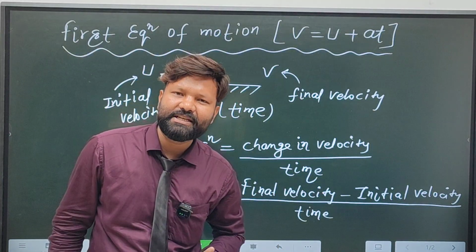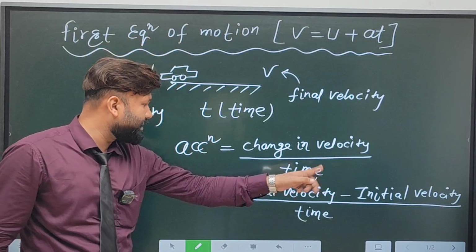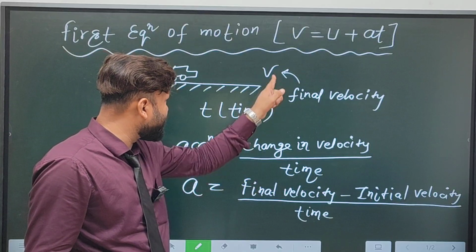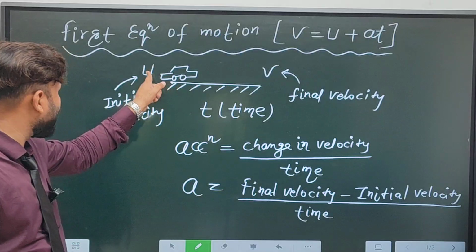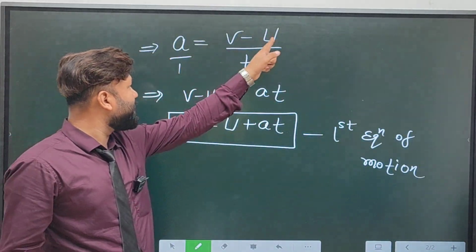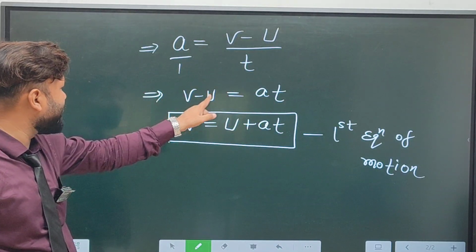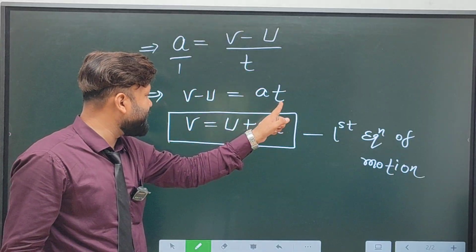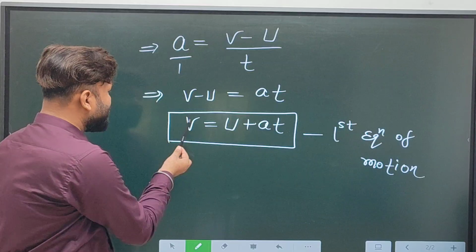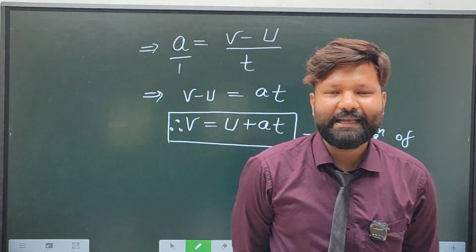Now in the previous class we have already learned acceleration is equal to change in velocity by time. What is change in velocity? Final velocity minus initial velocity. So acceleration denoted by A, final velocity denoted by V, initial velocity denoted by U. So here students, we can write A is equal to V minus U by T. From cross multiplication, V minus U multiply with 1, then V minus U, A and T multiply, A into T. Minus U will come to the right side of equal, then it will be plus. So this is the first equation of motion, students. V is equal to U plus AT.